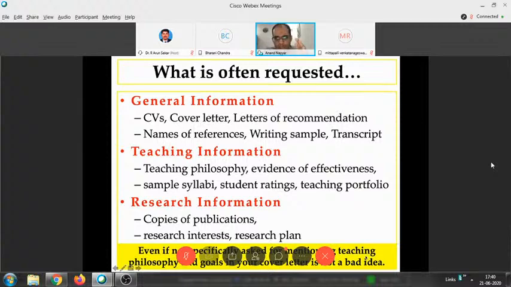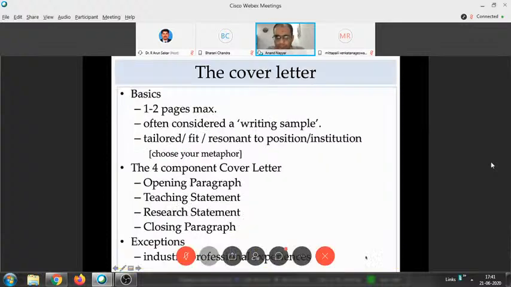Very important. So research information, most important, copies of your latest publications, at least 5 to 7. They should be the latest. And for every paper, you should write in 3 lines that we are solving this problem via this paper. Very important. So you should have your research interest and your research plan. And if you are not mentioning your goals and philosophy in your cover letter, it is a very bad idea. So always mention them.